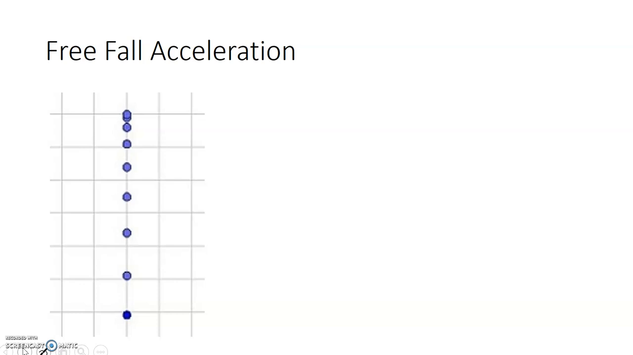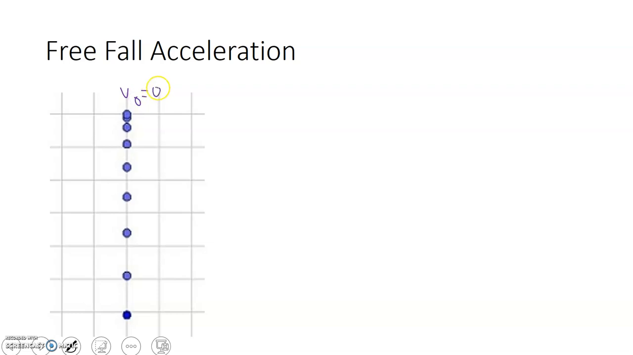So this blue dot is tracked at every 1 second. Again, this can be any object because all objects accelerate at the same rate. I invite you to try that now. Maybe pick up 2 different objects, maybe an eraser and a pen, drop them at the same time, and you'll notice that they land on your desk at the same time. So this blue dot can represent any object in free fall beginning from rest.